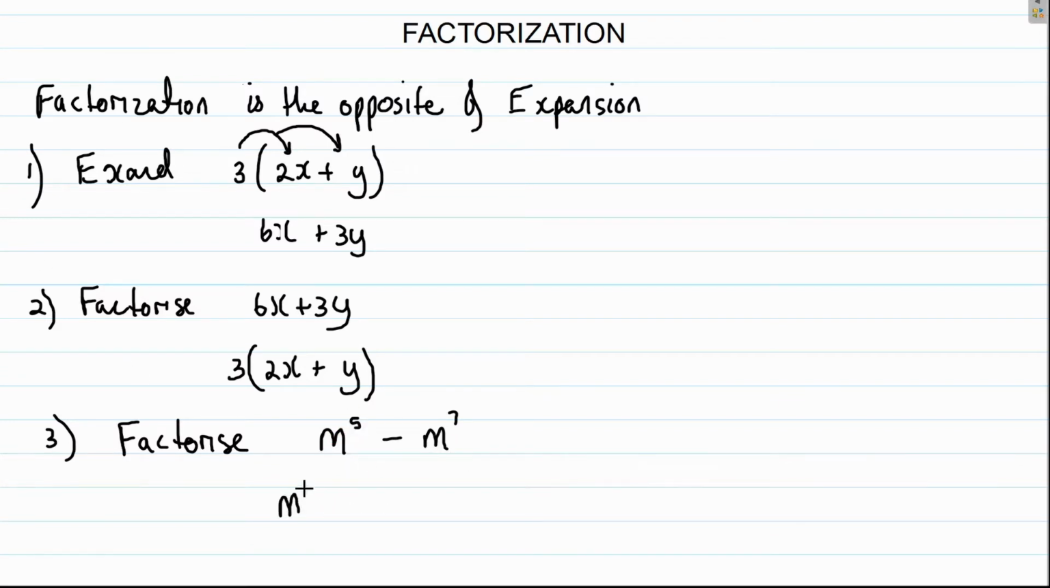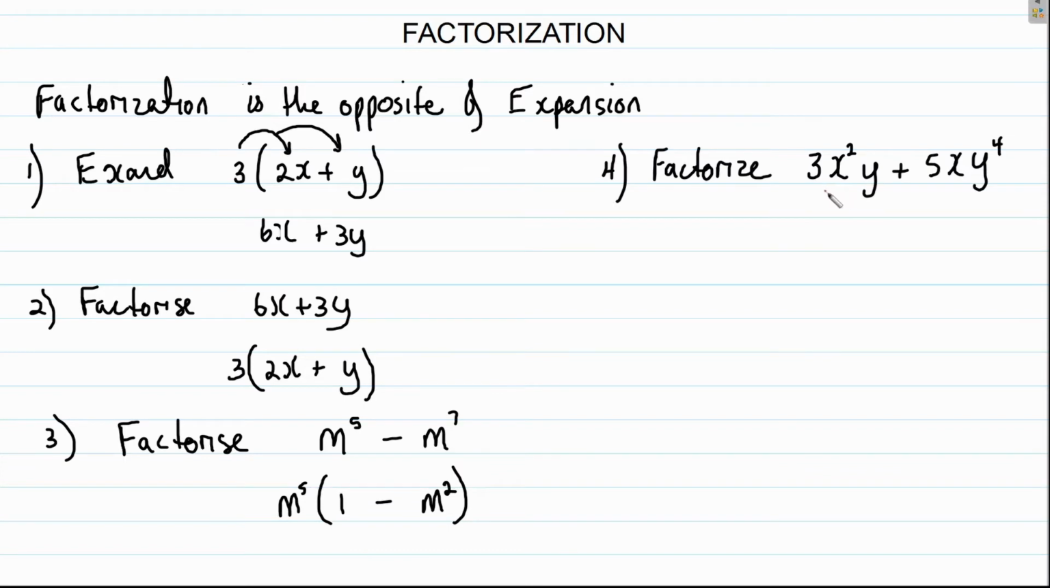So I'll write the m to the power 5 outside the brackets. And now I'll divide m to the power 5 by m to the power 5, and I'll get 1. And then I'll divide m to the power 7 with m to the power 5, and now remember, we are dividing, the bases are the same, therefore we can subtract the powers. So 7 take away 5 would give you 2. So what I'll get is m to the power of 2, which is m squared.